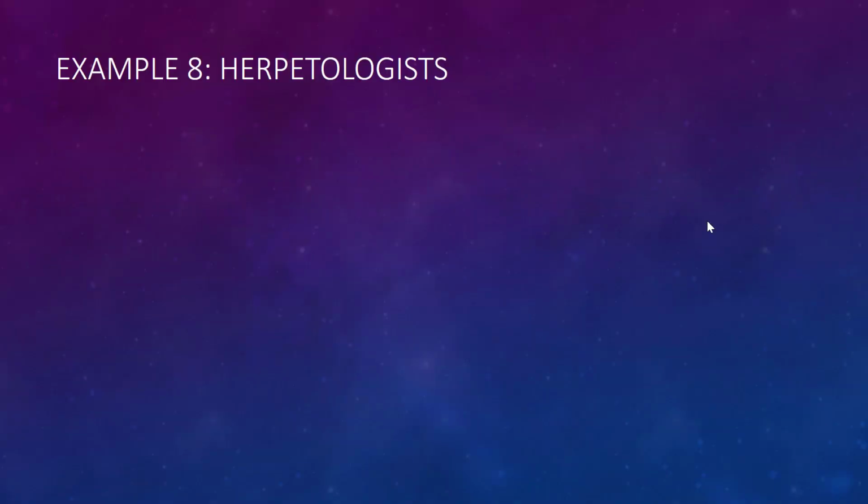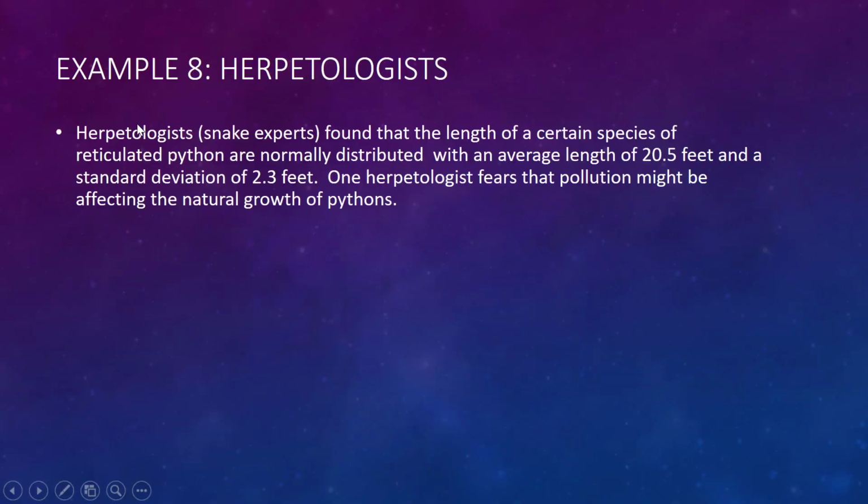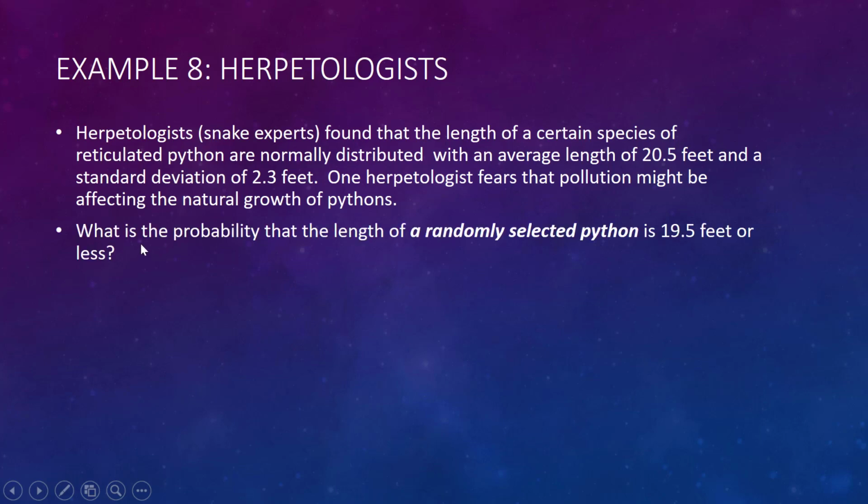Let's do one more example. This example is about herpetologists, which are snake experts. They found that the length of a certain species of reticulated python are normally distributed with an average length of 20.5 feet and a standard deviation of 2.3 feet. One herpetologist fears that pollution might be affecting the natural growth of pythons. So the first thing we want to find is what is the probability that the length of a randomly selected python is 19.5 feet or less.